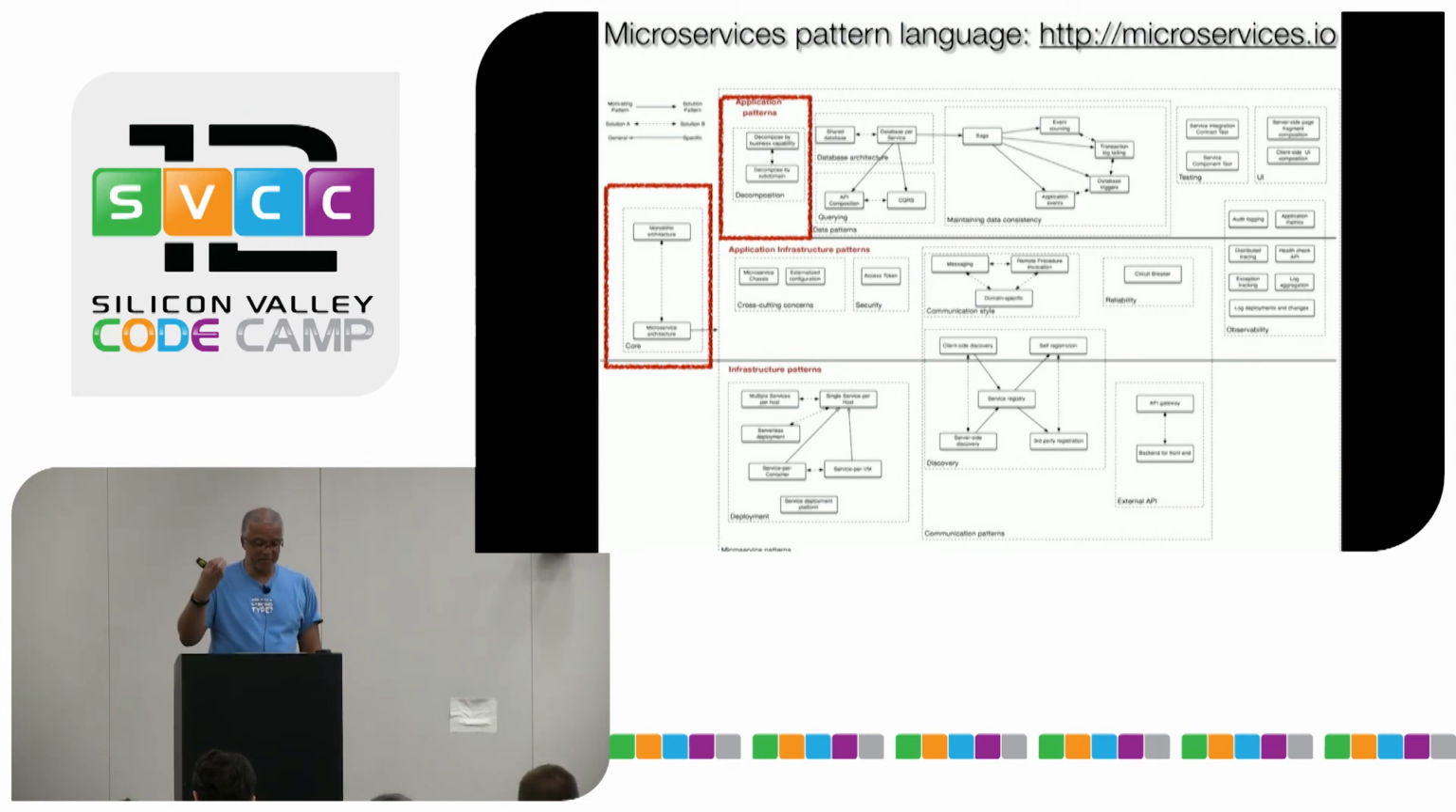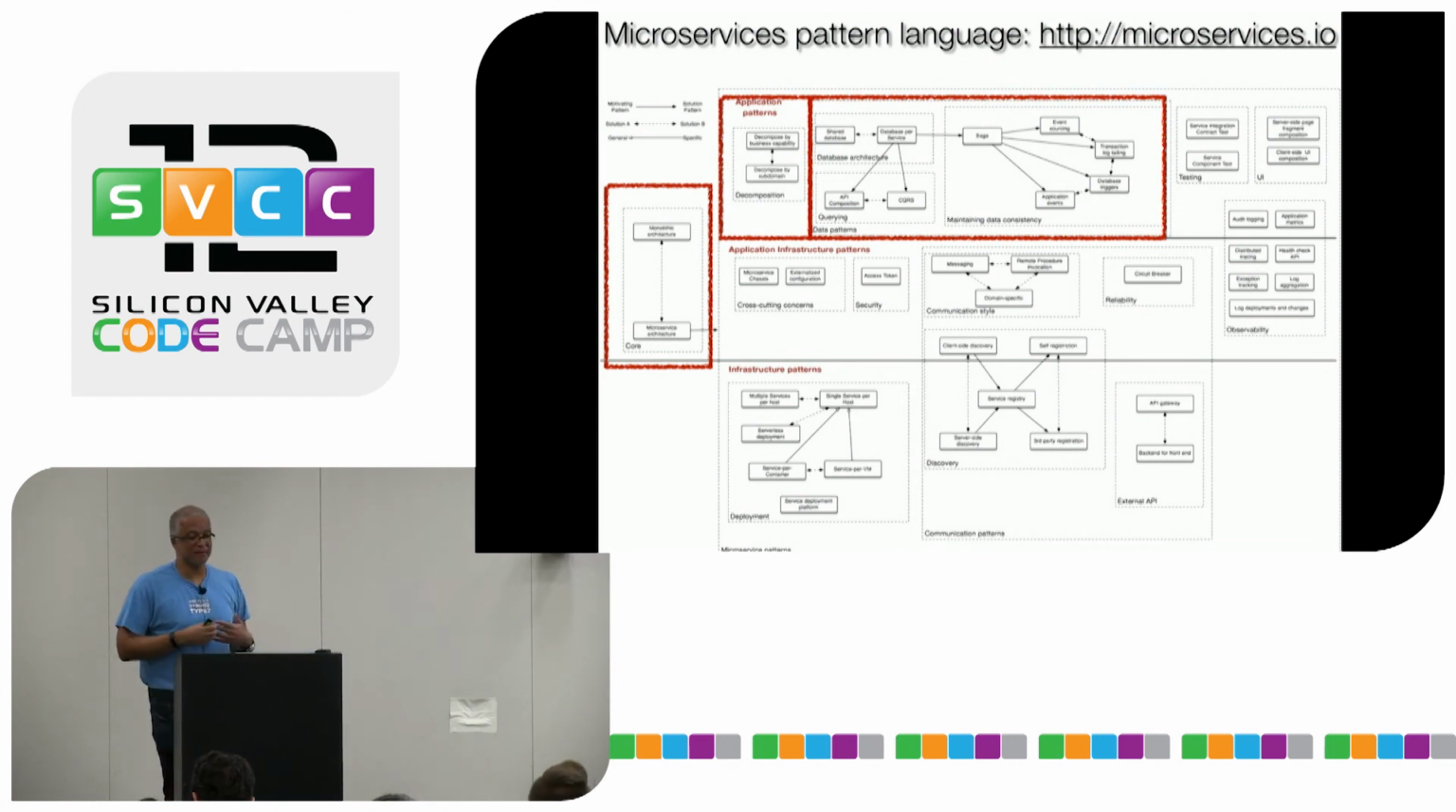So there are patterns around decomposition. Like, how do I identify a set of services that is meaningful? There are patterns around distributed data management. If I break my system up into services, each service has its own data, how do I maintain data consistency? So there's actually the Saga pattern for that. How do I do querying? Well, there are the API composition and CQRS patterns for that.